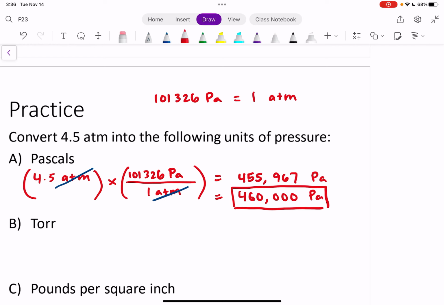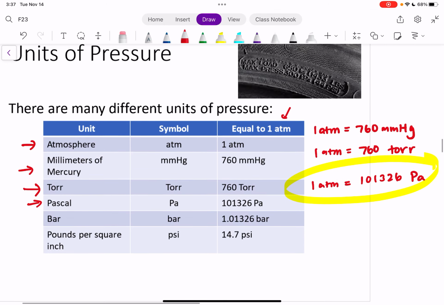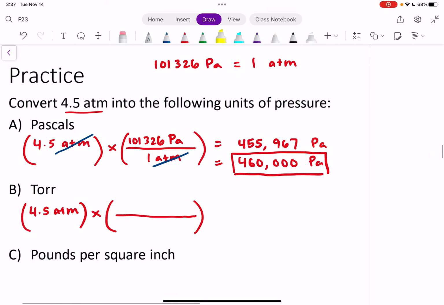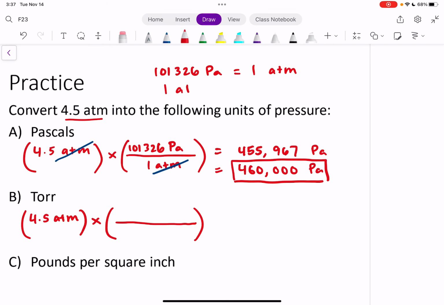All right, now torrs, we want to convert, again, 4.5 ATM, that's what we're given, to torrs. So now we need some kind of equality that relates torrs and ATMs. So let's go back up here and we'll find the correct one. So let me get rid of some of this here. So it looks like we're probably going to use this one here. Okay, so 1 ATM equals 760 torr. So let's write that up here. 1 ATM equals 760 torr, capital T.